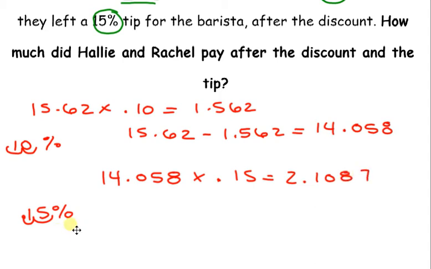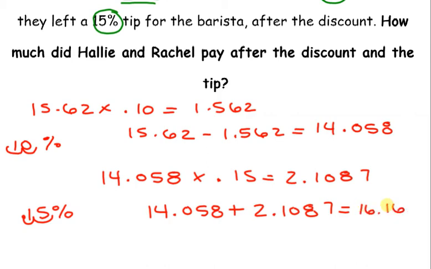Okay? And because it's a tip, it's added to the bill. So 14.058 plus 2.1087. So we're going to add those up. And you should get 16.1667. So that's how much their total bill is.